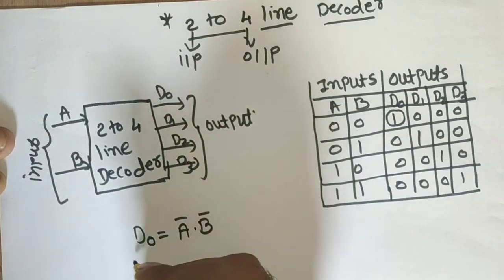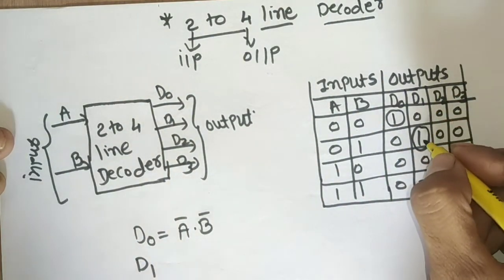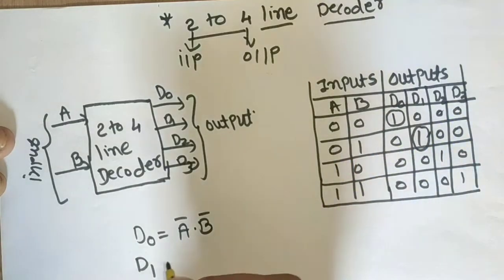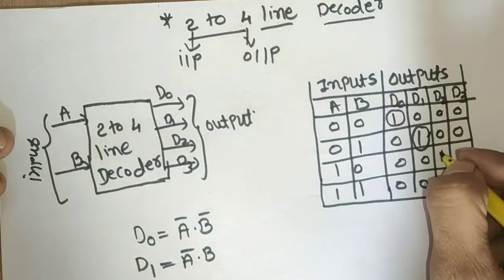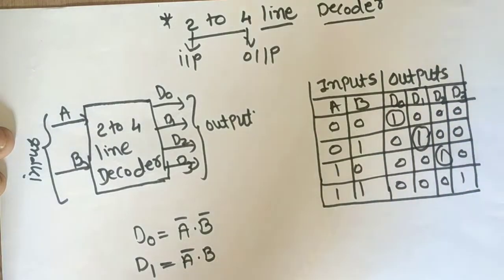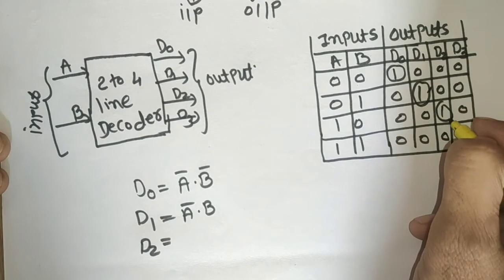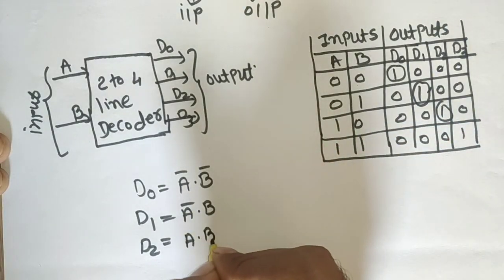Now second is D1, where D1 is 1, yes, only the single ones are there. So at the time input A is 0 and B is 1, so A is A bar, and B is 1. And the third one is D2, only single time that can be 1. So this is the D2. Where D2 is 1, A is 1 and B is 0, so A and B bar.